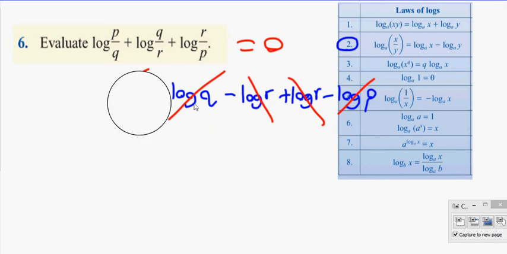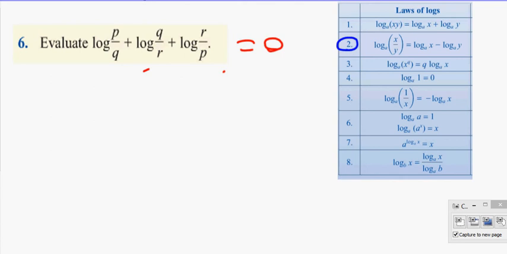Another way of doing it, and you would be entitled to do it this way, though it's slightly more complicated, is I could call this one X and this one Y, and I can do the multiply rule. So I'd have log, what's PQ multiplied by QR?